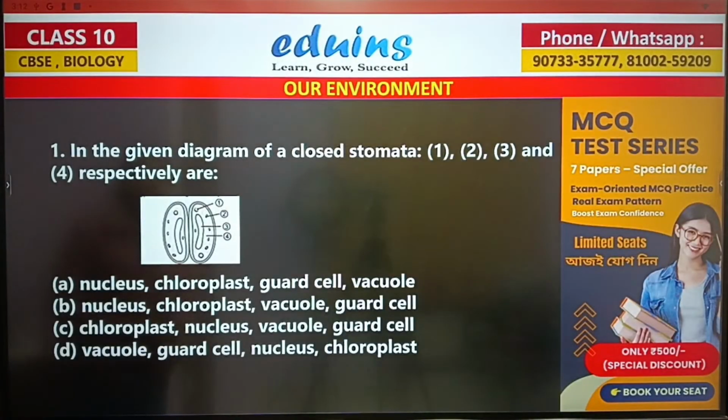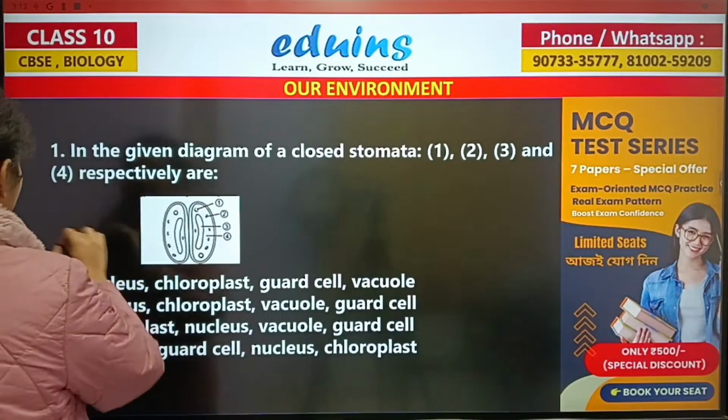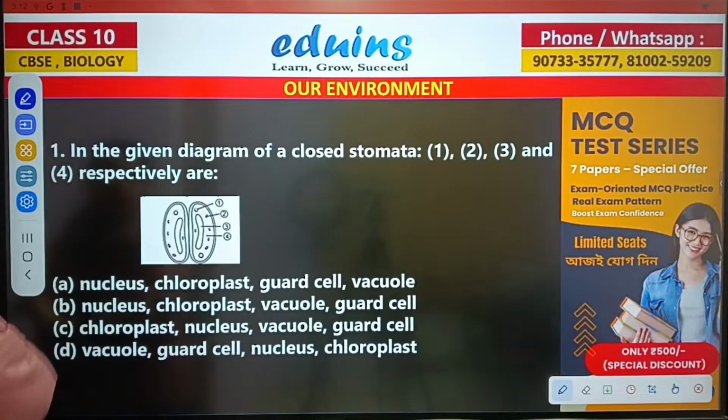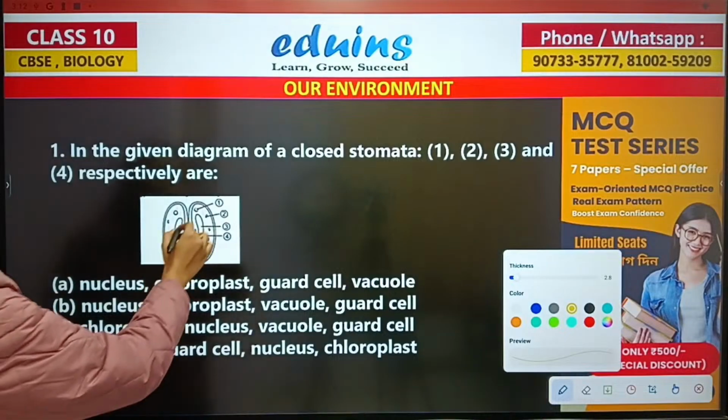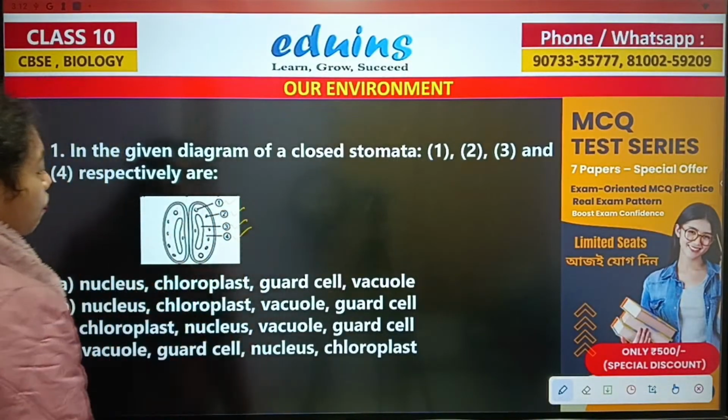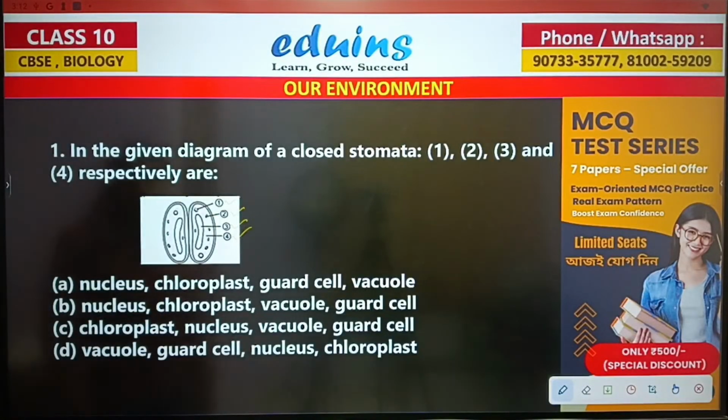Okay, so let's start. The first question is: in the given diagram of a closed stomata, 1, 2, 3 and 4 respectively are... Here is a labelled diagram. You have to tell me what number 1, number 2, number 3 and number 4 point to. The first option is nucleus, chloroplast, guard cell and the vacuole. The second option is nucleus, chloroplast, vacuole, guard cell. The third option is chloroplast, nucleus, vacuole and guard cell. And the fourth option is vacuole, guard cell, nucleus and chloroplast.